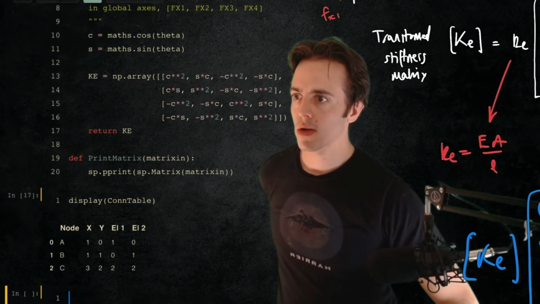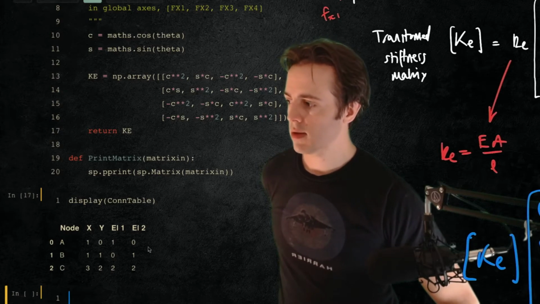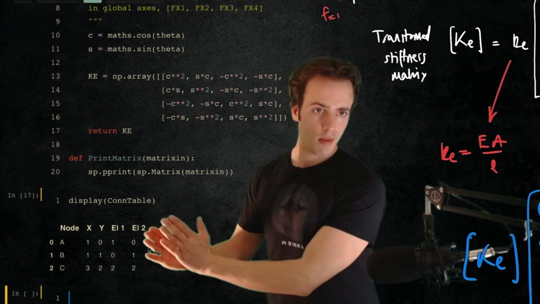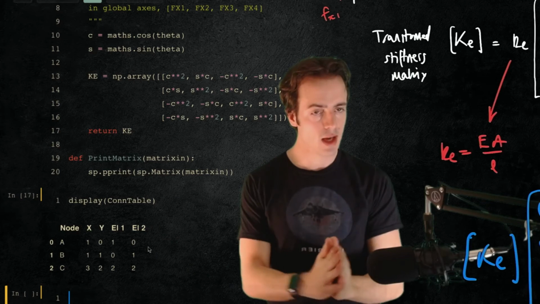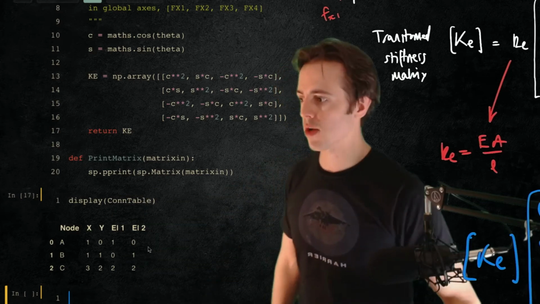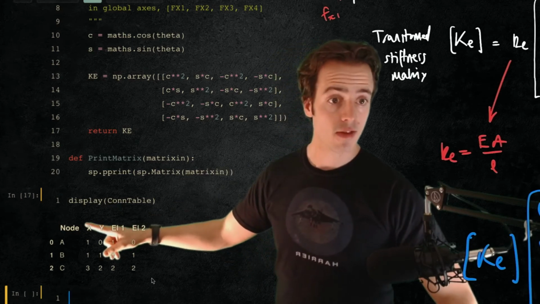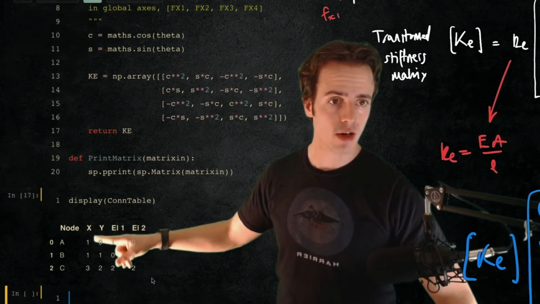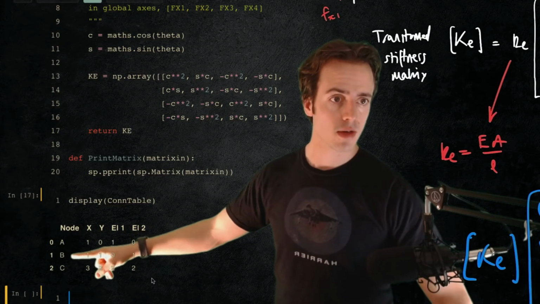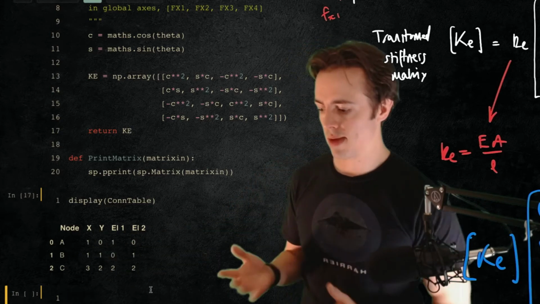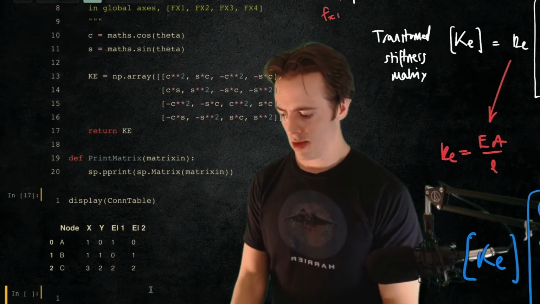Immediately from this table, if I had more elements, it'd have more parts along here. If I have more nodes, it'd have more rows. So I can see that in this format that I've got, my first 3 columns are always going to be node, X location, and Y location. So that gives me information about the number of elements. So let's work that out.